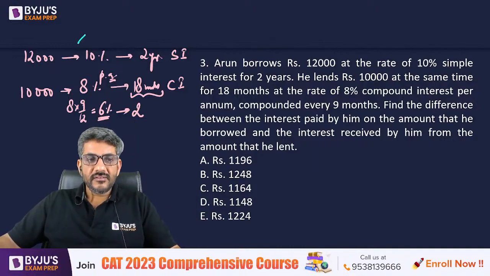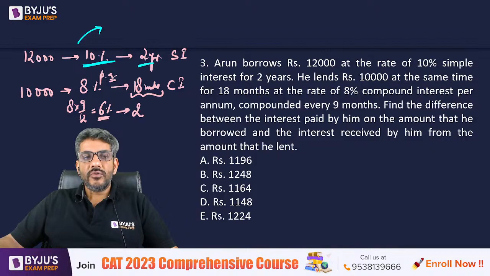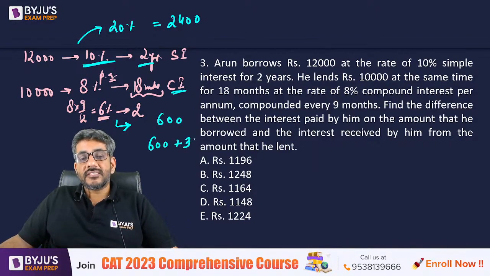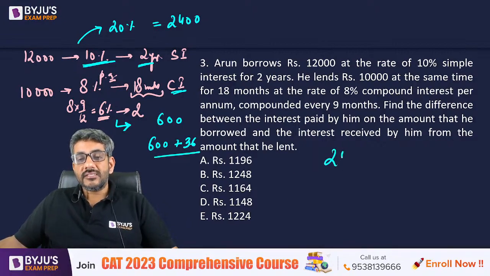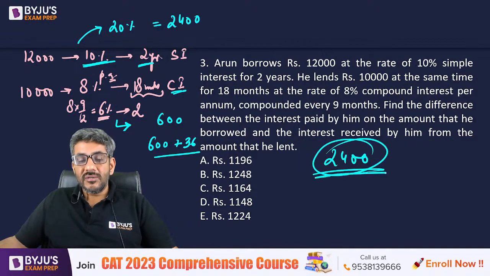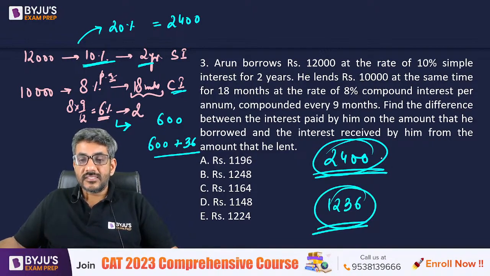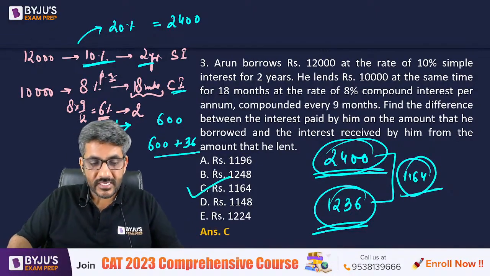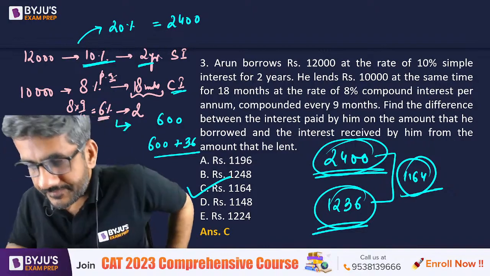Now, what is the interest in the first scenario? 10% interest for 2 years, it is like 20% interest because it is simple interest, that is 2400. What is the interest in the second scenario? It is 6% for 2 terms but compounded. 6% for the first term is 600. For the second term, it is 600 plus 6% of 600. So ultimately, the total interest that he has given on the borrowed money is 2400, and that he got on the invested money is 1236. The difference between the two is 1164. So my answer is option C. That is the right answer for this question.